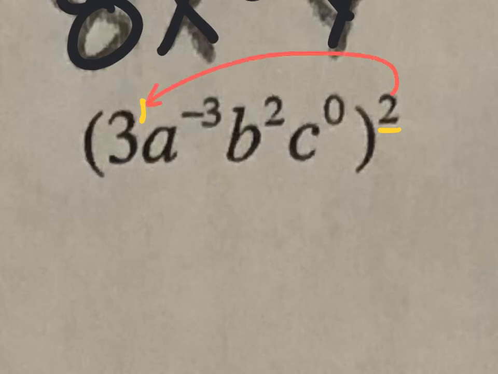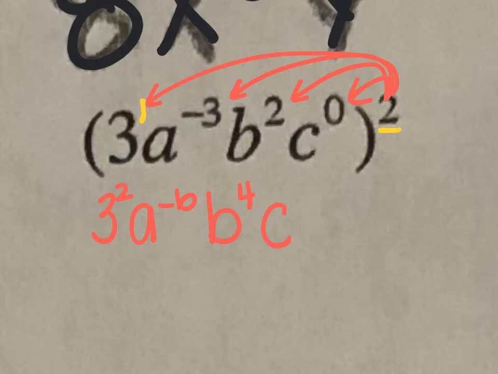So 2 times 3 to the 1st gives me 3 squared. 2 times a to the negative 3rd gives me a to the negative 6th. 2 times b to the 2nd gives me b to the 4th. 2 times c to the 0 leaves me with c to the 0. Now, I know that anything to the 0 power turns into 1. So now I can continue to simplify this.